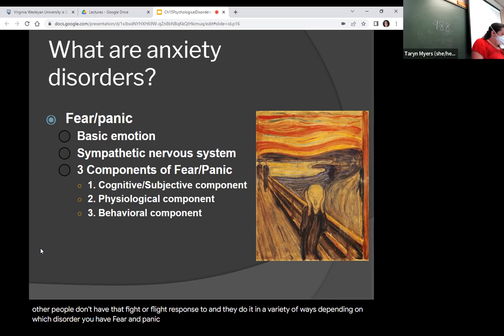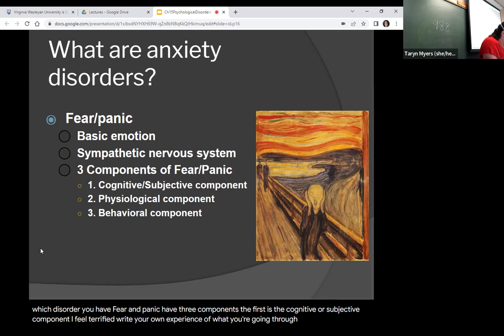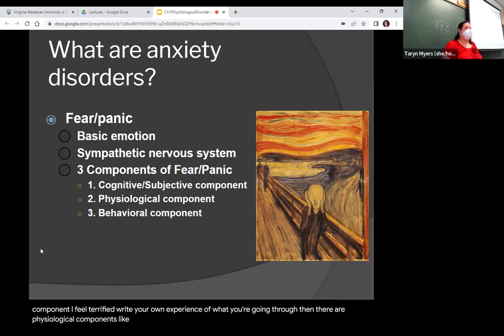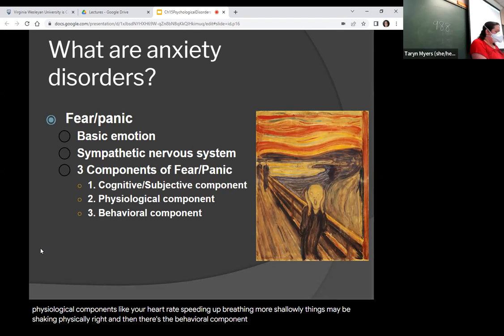So fear and panic have three components. The first is the cognitive or subjective component. I feel terrified, right? Your own experience of what you're going through. Then there are physiological components like your heart rate speeding up, breathing more shallowly, things maybe shaking physically, right? And then there's the behavioral component of that strong urge to escape or to flee.